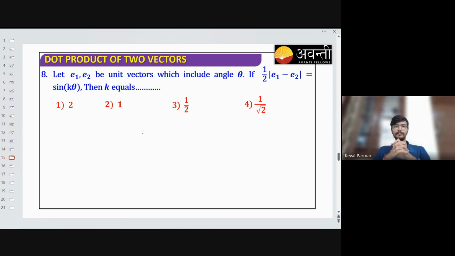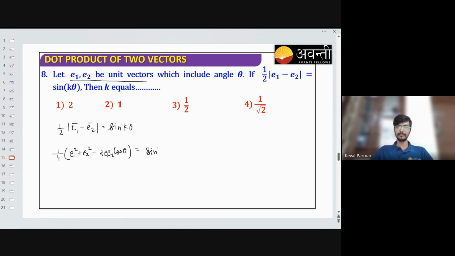Oh, a very nice question it is. So let me write the given first. Half E1 minus E2, where E1 and E2 are unit vectors, is equal to sine k theta. Let me put a vector, okay? So what we'll do is square on both sides. I'll get 1 by 4 into E1 square plus E2 square minus 2E1 E2 cos theta is equal to sine square k theta. If I cross multiply, E1, E2 are 1, so I'll get 1 plus 1 minus 2 cos theta is equal to 4 sine square k theta.